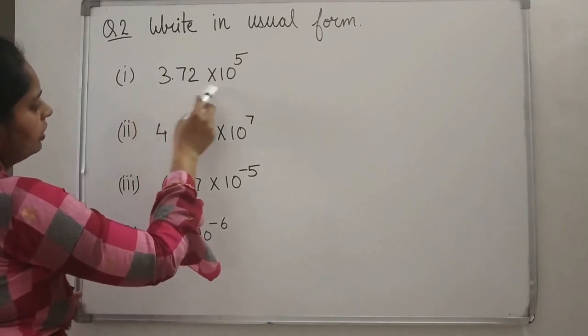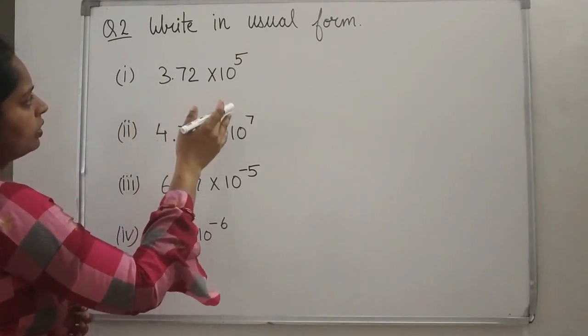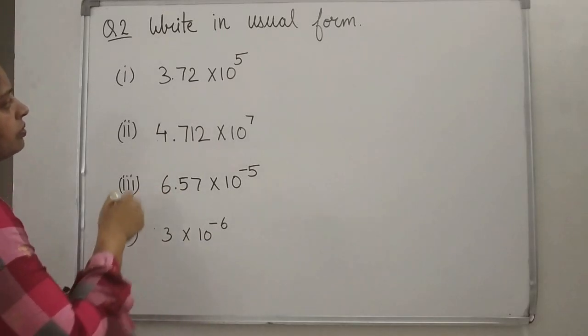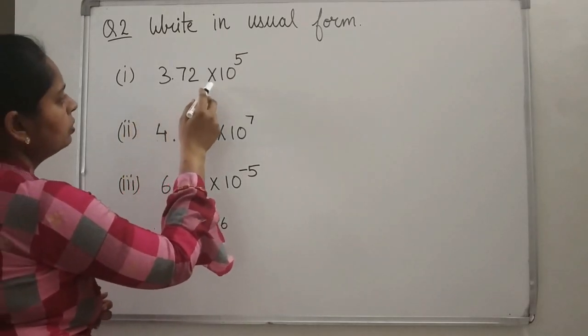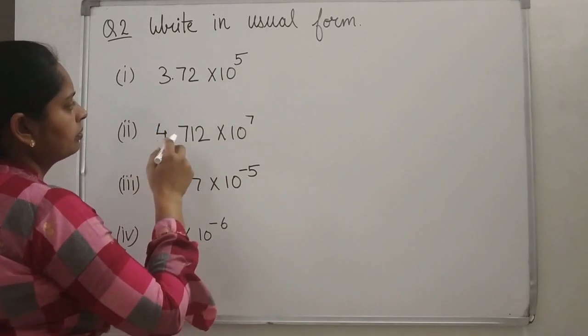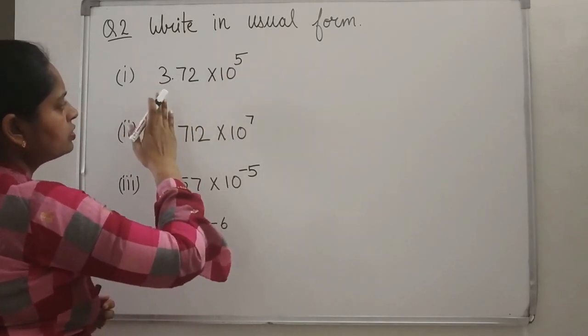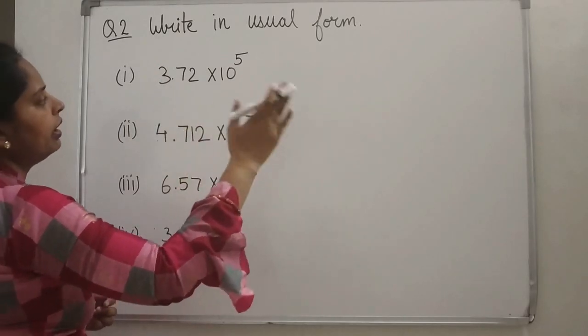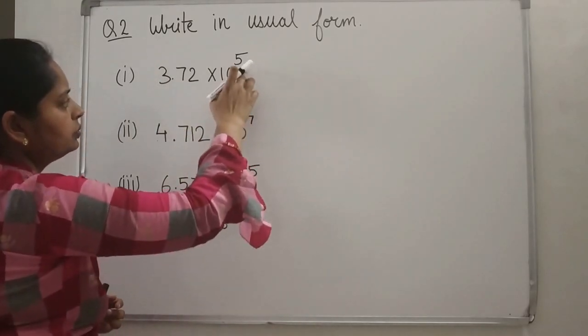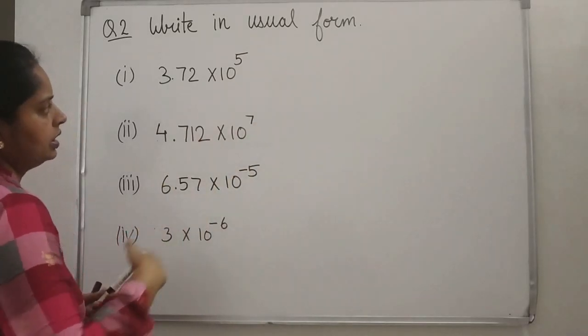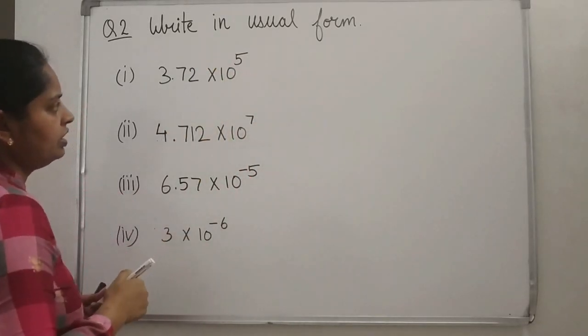Already you are having the standard form, and you have to write in the usual, or you can say the normal form, whatever number we are having. See, 3.72 into 10 to the power 5. So 10 to the power 5 means a positive power is there, so we have to move the decimal to the right hand side. When the power is positive, your decimal will move to the right hand side. And how many places will it move? 5 places it will move.